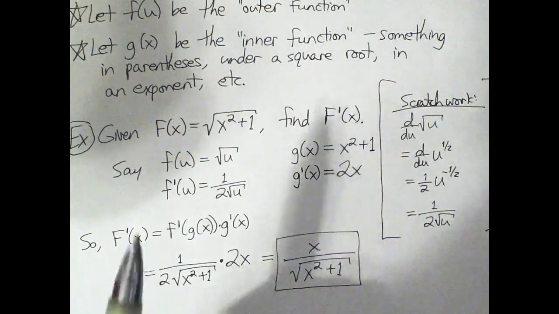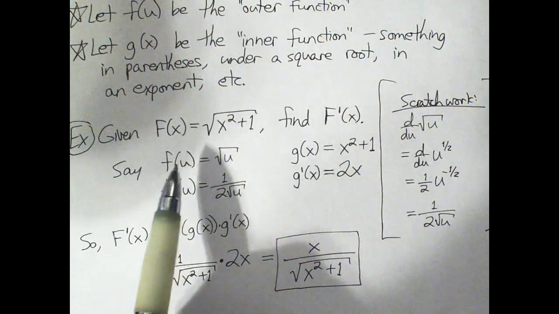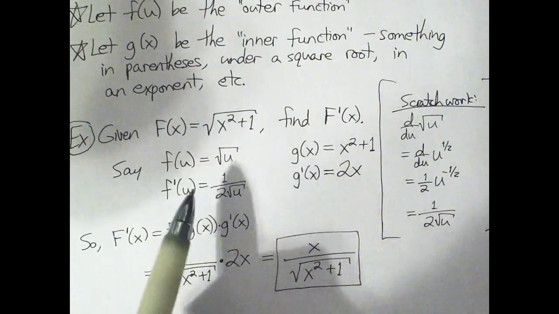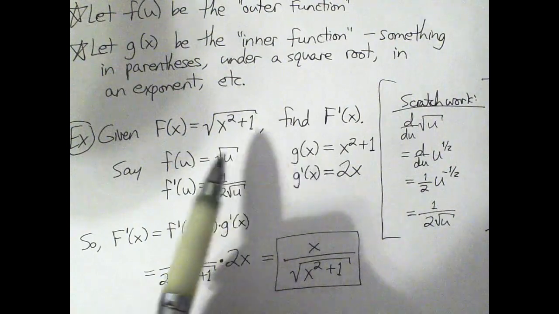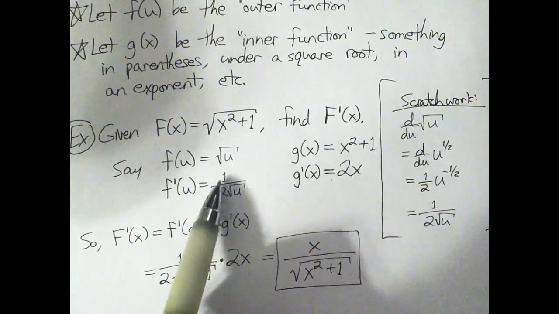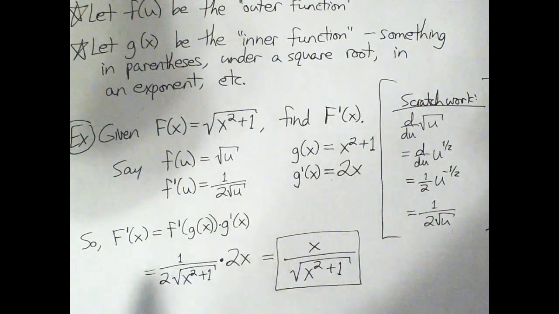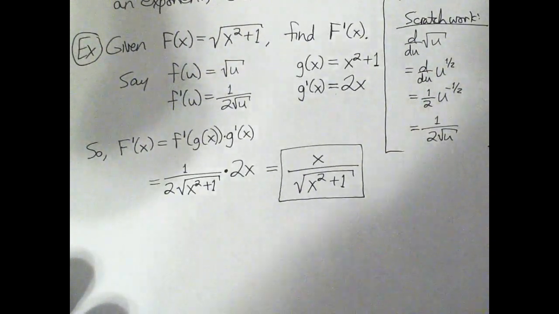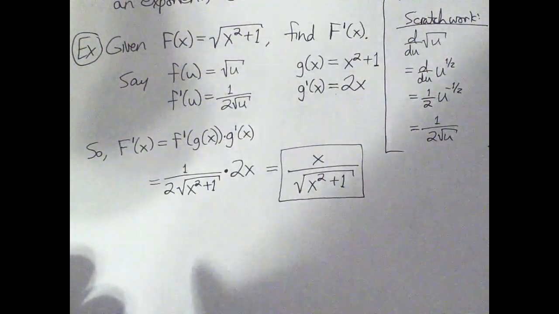So I think this sort of strategy of setting up a spot for f of u, g of x, f prime of u, g prime of x, finding the 4 things that you need and then putting them into the chain rule formula. That's why I tend to think of it as more than just a formula. It's more like a strategy.